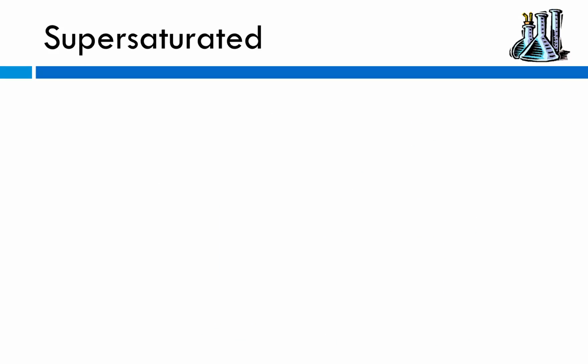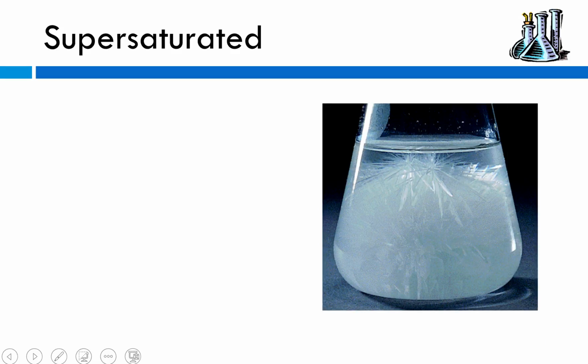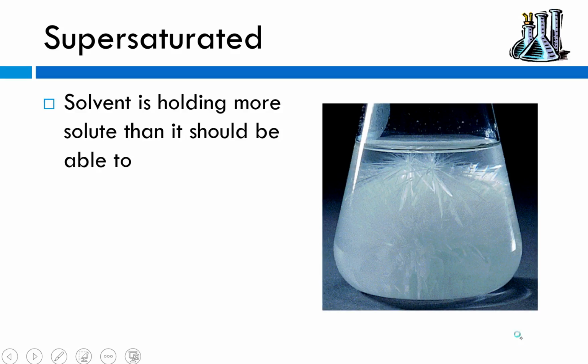Occasionally you can get something to supersaturate. This is a very, very delicate state. In a supersaturated solution, the solvent is holding more solute than it should be able to. So basically, it's hit its saturation point and you're continuing to add solute, and somehow it's able to dissolve.